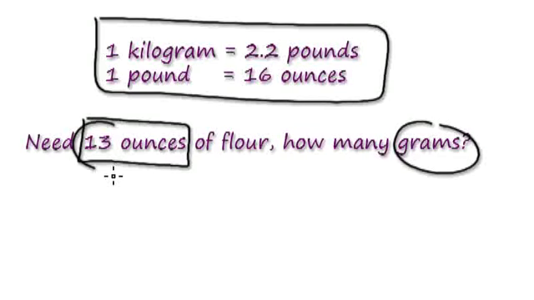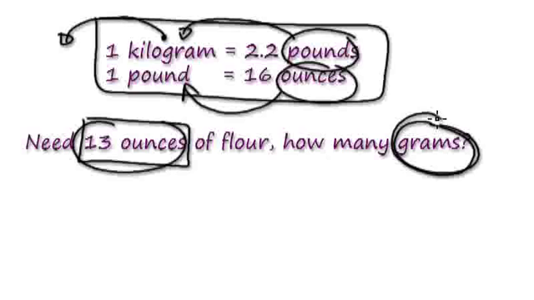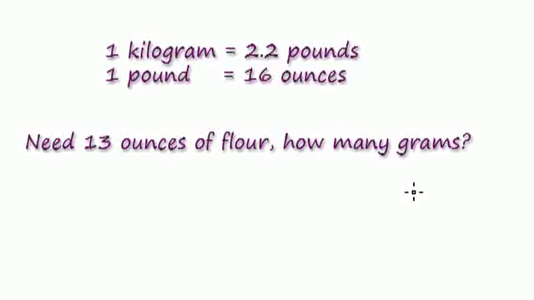So you've been given 13 ounces. You will need to jump to pounds, and then from pounds you would jump to kilograms, and then from kilograms you would need to jump to grams. Okay, so this is our aim. We've been given ounces here.